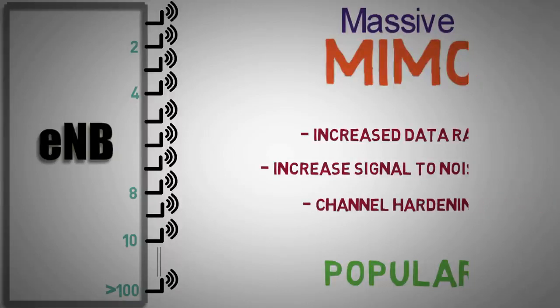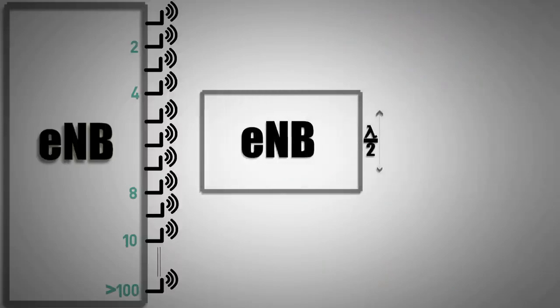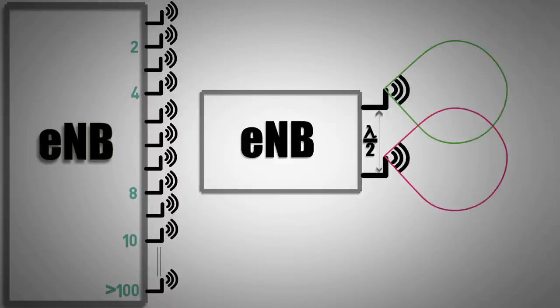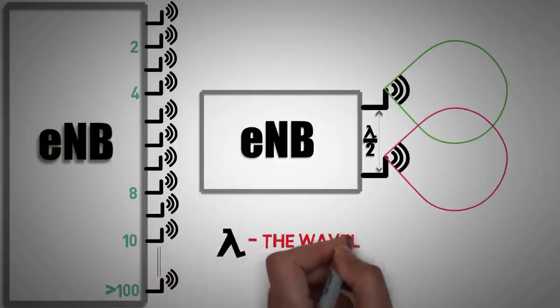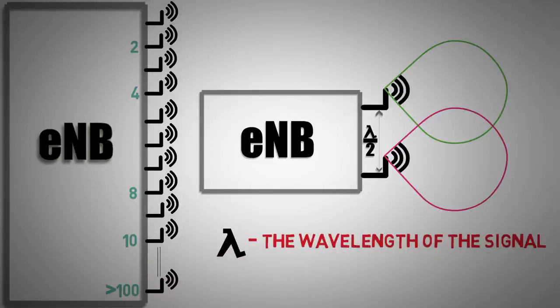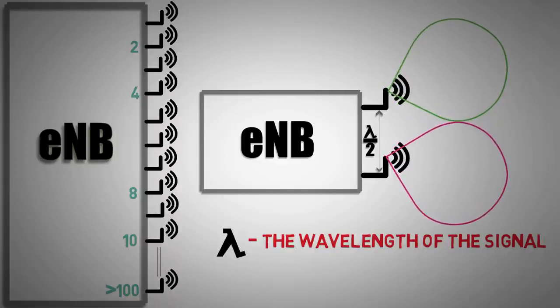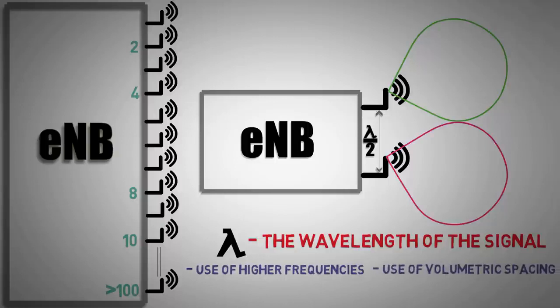The key issue faced in massive MIMO is antenna placement. As a rule of thumb, spacing of lambda by 2, where lambda is the wavelength of the signal, is considered necessary to provide almost no correlation between the antennas. And in order to achieve this, various approaches can be taken, such as use of higher frequencies, use of volumetric spacing, and use of spatial modulation.